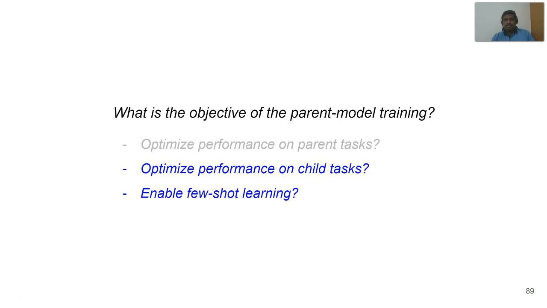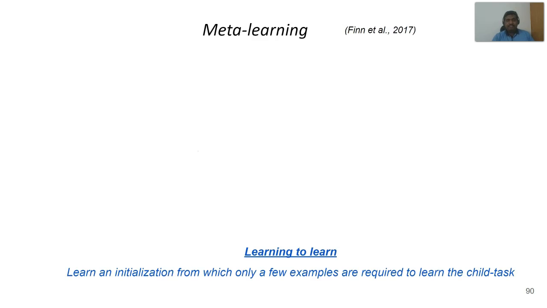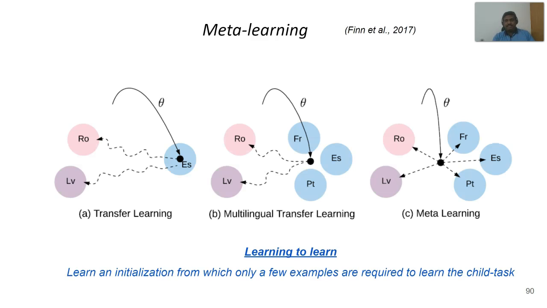What we actually want to do is train the parent model in such a way that we optimize performance on the child tasks, as well as maybe enable few shot learning for the child tasks so that you can learn the child tasks with as little data as possible. Meta learning. So let's compare meta learning with other scenarios we have seen so far.